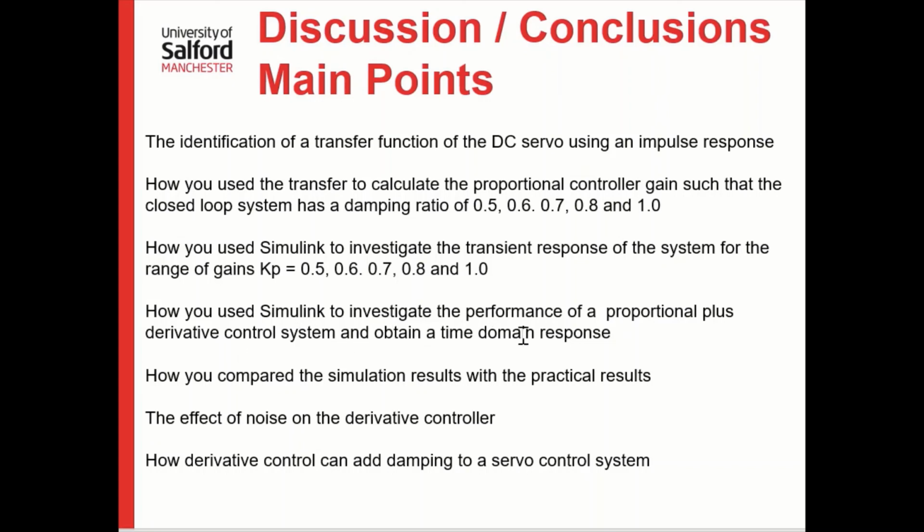You then looked at proportional plus derivative control systems, doing the same thing as you did here. And then you've compared the simulation results with the practical results. You can have a little discussion about the effect of noise on the derivative controller. And I think the main thing is how derivative control can add damping to a servo system. If you've got proportional plus derivative control, you can do it without paying too much of a price in terms of loss of rise time. So they're your main points for putting in your discussion, and maybe those last few points are the things that might go in your conclusion.